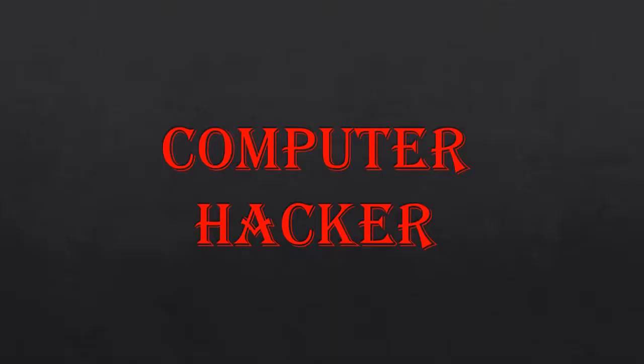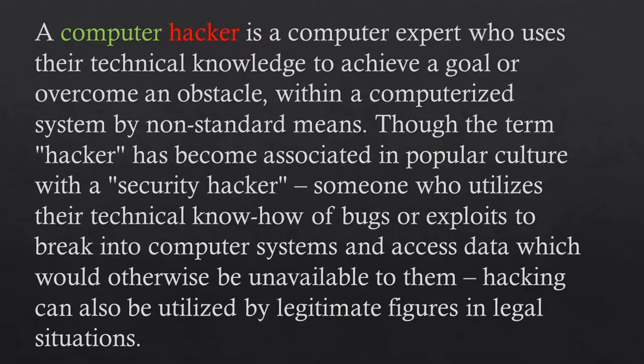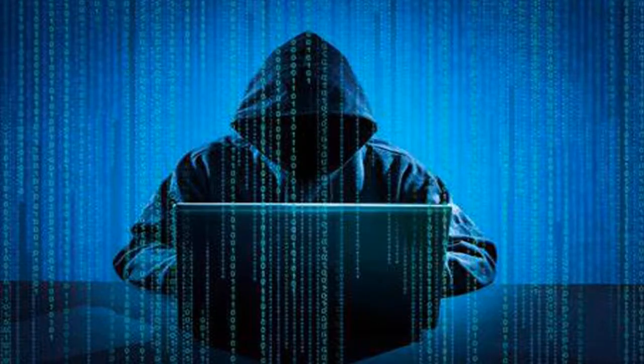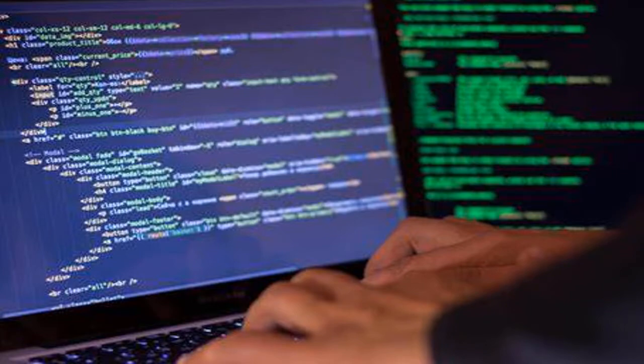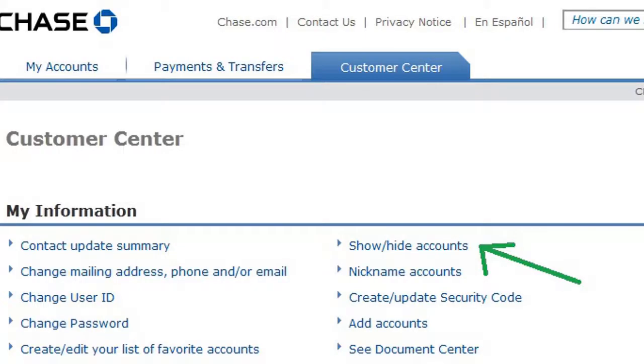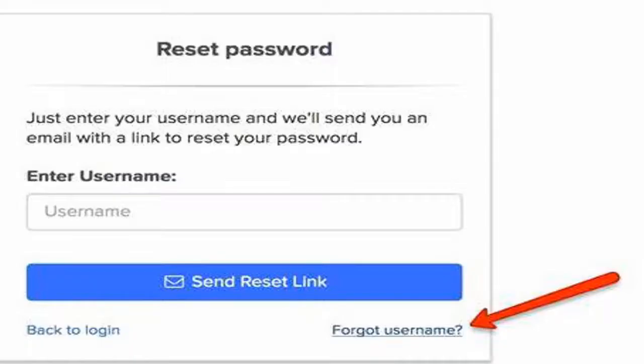Now, who is a computer hacker? A computer hacker is an expert who uses his knowledge to achieve a goal or overcome an obstacle within a computerized system by non-standard means. So a computer hacker is someone who uses computer programming code to run through your online account to guess what's possibly your password or username as a result of information it gets around you on the internet.